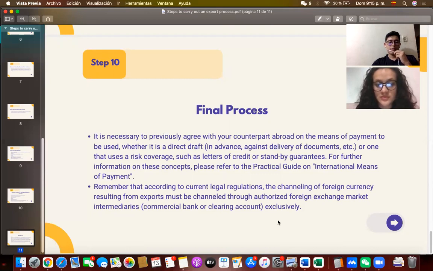So remember that according to current legal regulations, foreign currency resulting from exports must be channeled through authorized foreign exchange market intermediaries, commercial banks or clearing accounts exclusively. All right, so these were the 10 steps for the exportation process that we have to learn through our career.